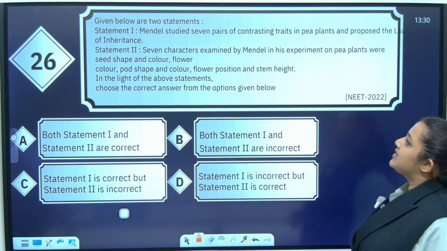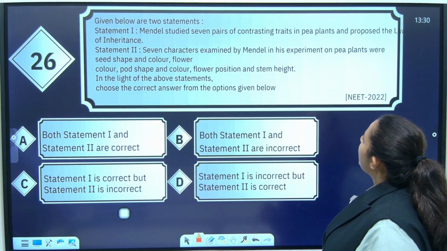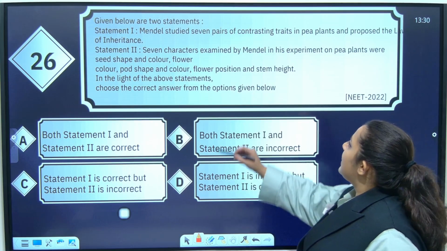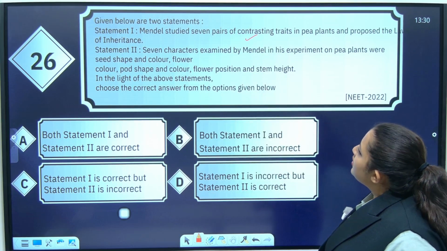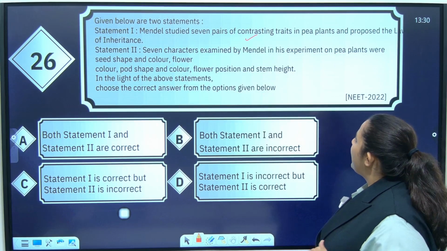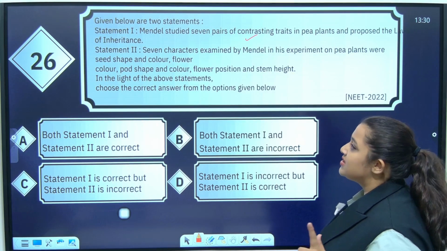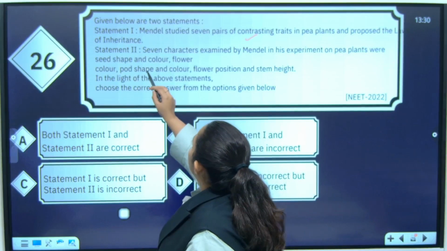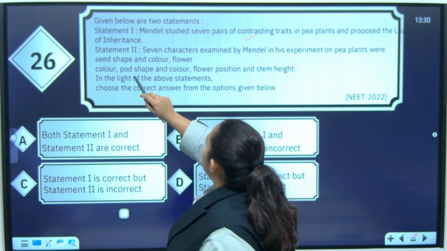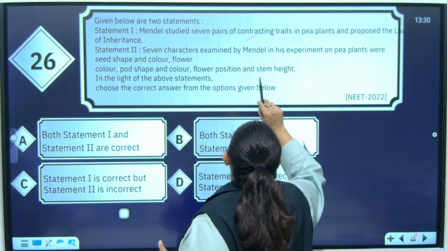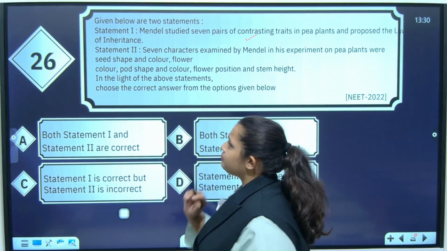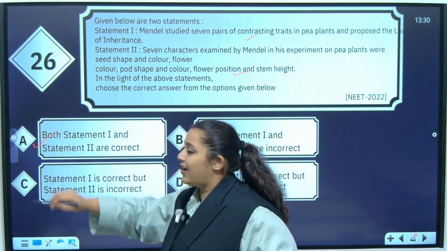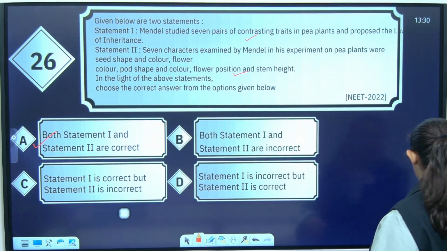Next one. Statement 1, Mendel studied 7 pairs of contrasting traits in pea plants and proposed the law of inheritance. This is correct. Statement 2, 7 characters examined by Mendel in his experiment on pea plants were. So we're supposed to find out if they're correct or not. Seed shape, seed color, flower color, pod shape and color, flower position and stem height. All of them are correct. So statement 1 and 2 both are correct. Okay, so option is A.